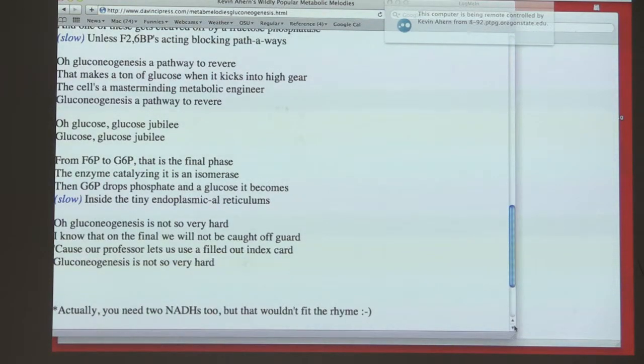From F6P to G6P, that is the final phase. The enzyme catalyzing it is an isomerase. When G6P drops phosphate and a glucose, it becomes inside the tiny endoplasmic reticulums. Oh, gluconeogenesis is not so very hard. I know that on the final we will not be caught off guard, because our professor lets us use a filled out index card. Gluconeogenesis is not so very hard.